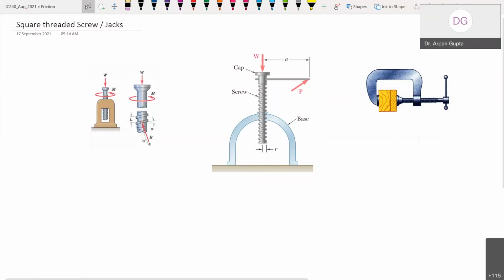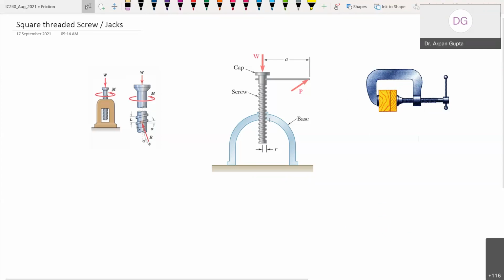Okay, so I hope you can see these figures, and the analysis that we are going to do now is for these square threaded screws or screw jacks. These are used for screw jacks, for presses, and for various applications. For example, this is a C clamp, right? So if you have to use clamps, they use these square threaded screws, presses.